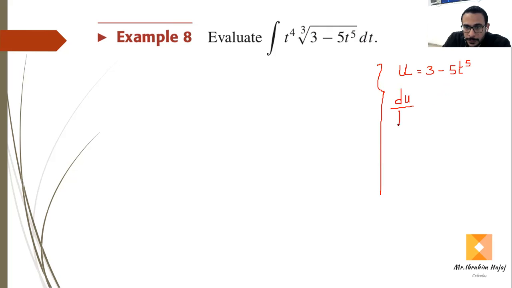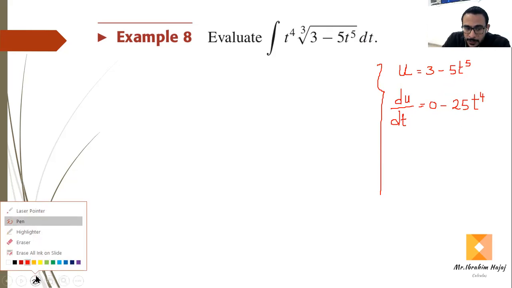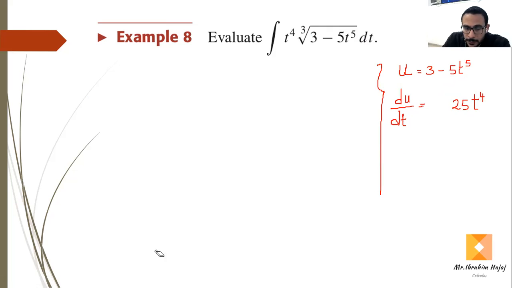So du over dt equals the derivative of 3, which is 0, minus the derivative of this part. Drop down the exponent and subtract 1 from the exponent. So it's negative 25t to the power of 4. I'm doing a replacement. Of course 0 means it's not here, so cancel out the 0 and leave the negative. Okay. The replacement is just between dt and negative 25t to the power of 4. To find the dt, you can also use cross multiplication, as you like.